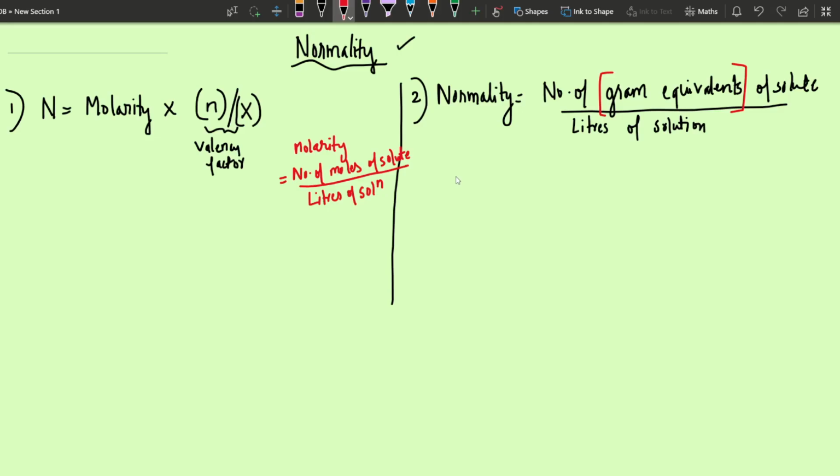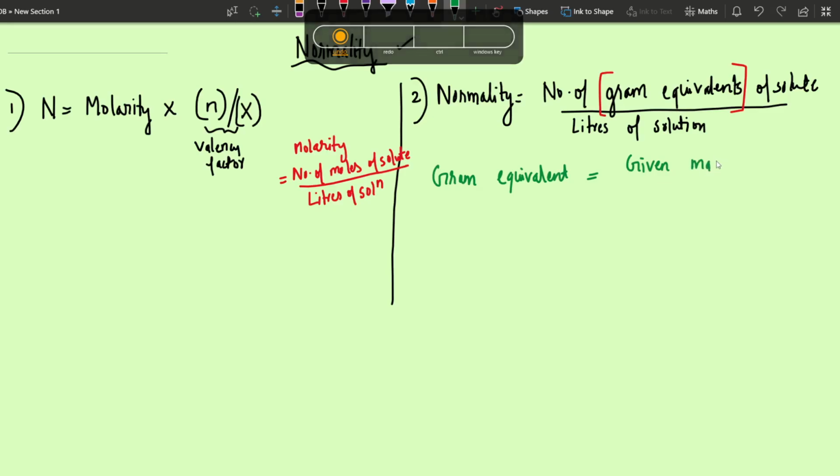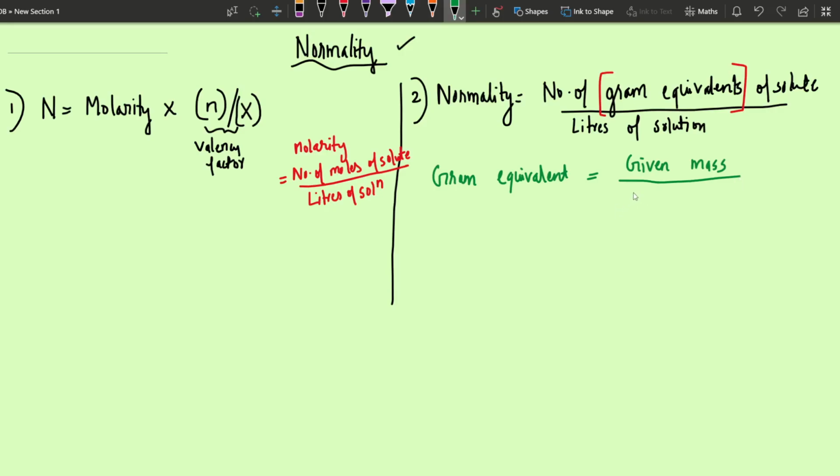So the first step, in order to find gram equivalent, similar to finding out the number of moles, we have a given mass, right? Given mass of solute, divided by the equivalent mass, instead of the molar mass in the case of molarity. We take equivalent mass here. Okay, so now we need to learn what is equivalent mass.